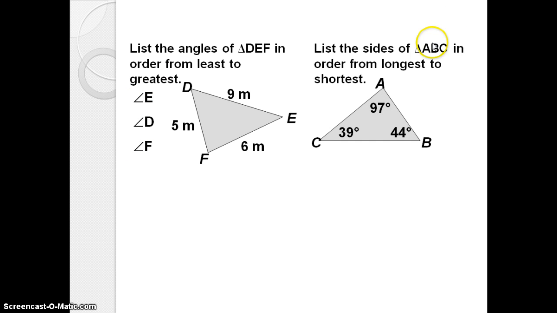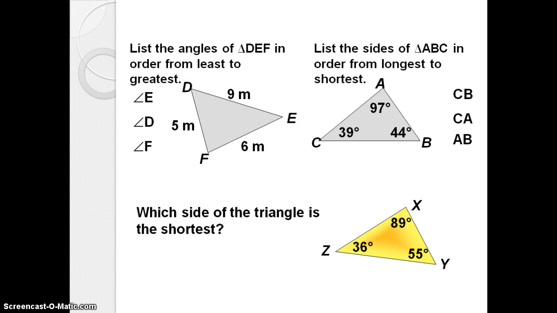List the sides from longest to shortest. So the longest side is going to be across from the largest angle. That's going to be side CB. The medium side will be across from the medium angle. That's going to be side CA. And then the smallest side will be across from the smallest angle, side AB. Which side of this triangle is the shortest? Well, the smallest angle is 36, so the shortest side is going to be XY.